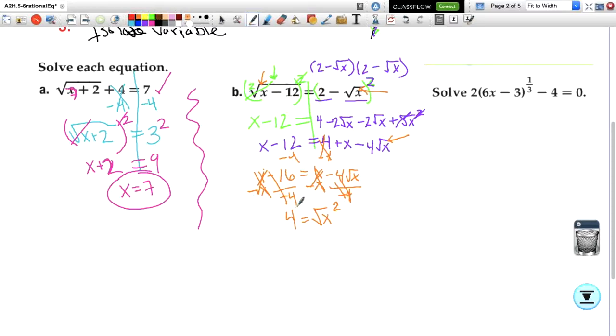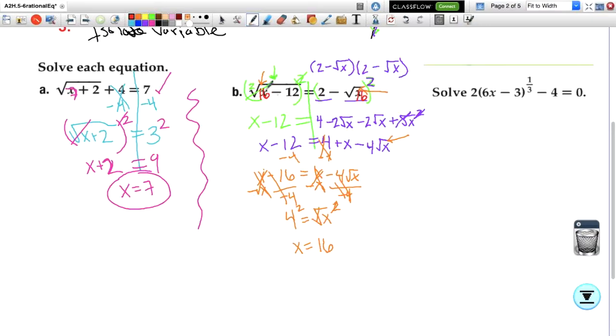I can square and square, and I get that x is going to equal 4 squared, which is going to be 16. Now I need to check and see if this is an extraneous solution. What's different about this problem is that there's a root on both sides. So I have to plug my 16 in here, and I need to plug my 16 in here.